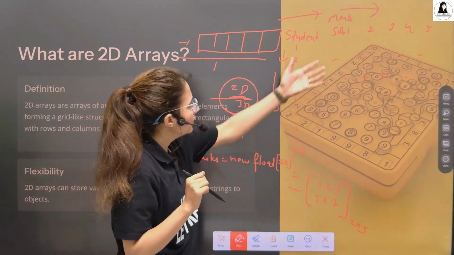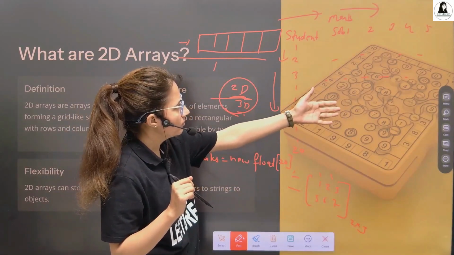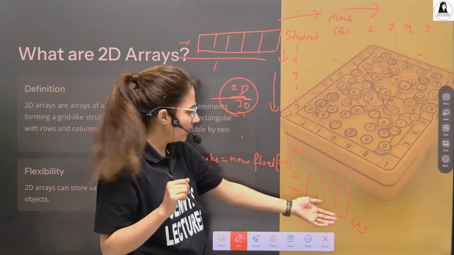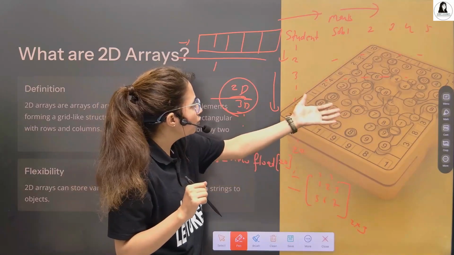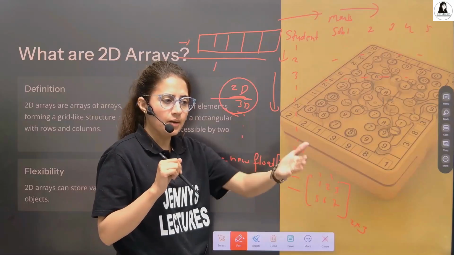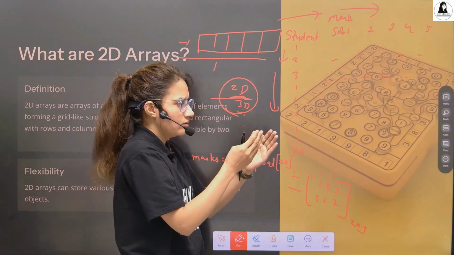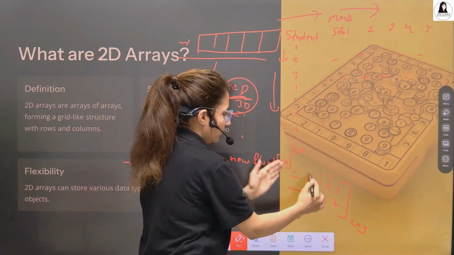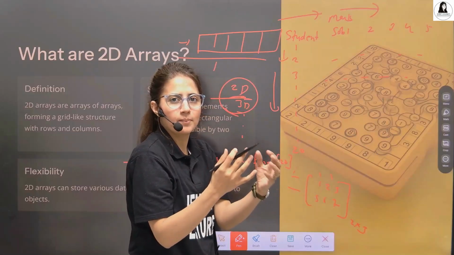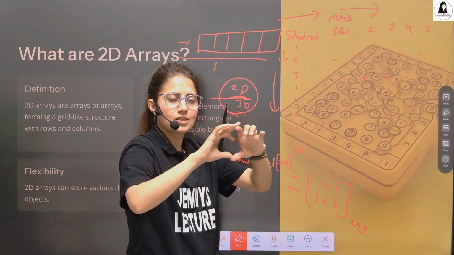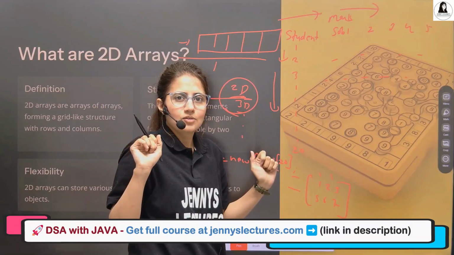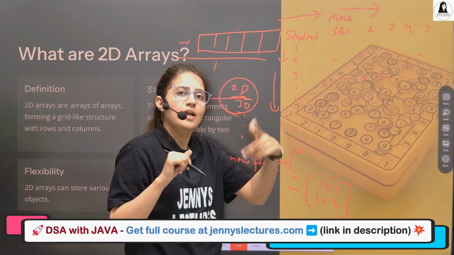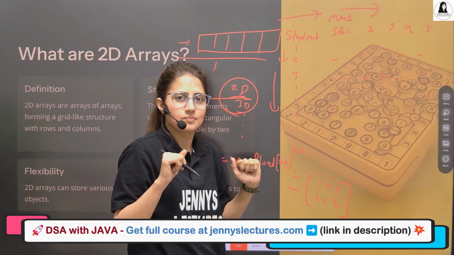So if data is present in this tabular form, grid form, or matrix form, how do we store this data in computer memory? We cannot store data in tabular form or matrix form directly in the memory. Memory is a sequence of bytes. It's linear, so we can't store in tabular form. So for that we have 2D arrays.